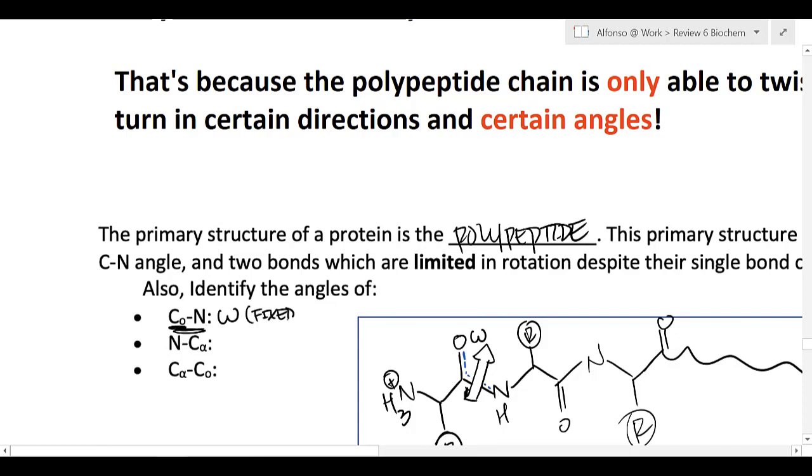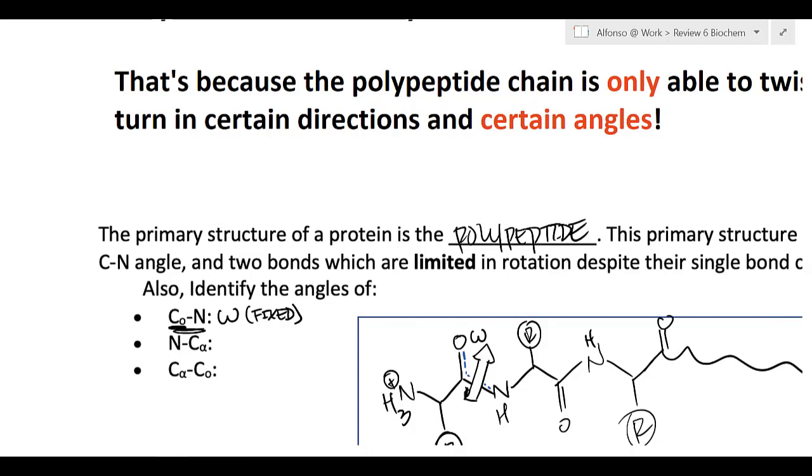So it cannot rotate? It cannot rotate, not even in its wildest dreams. What's the omega here? The omega refers to the angle. Okay, so just like where it's not able to rotate? Right.